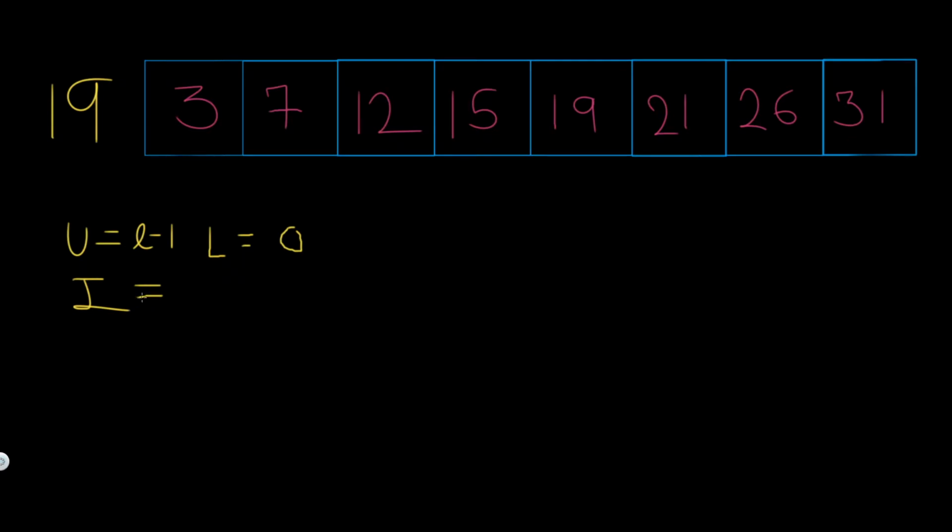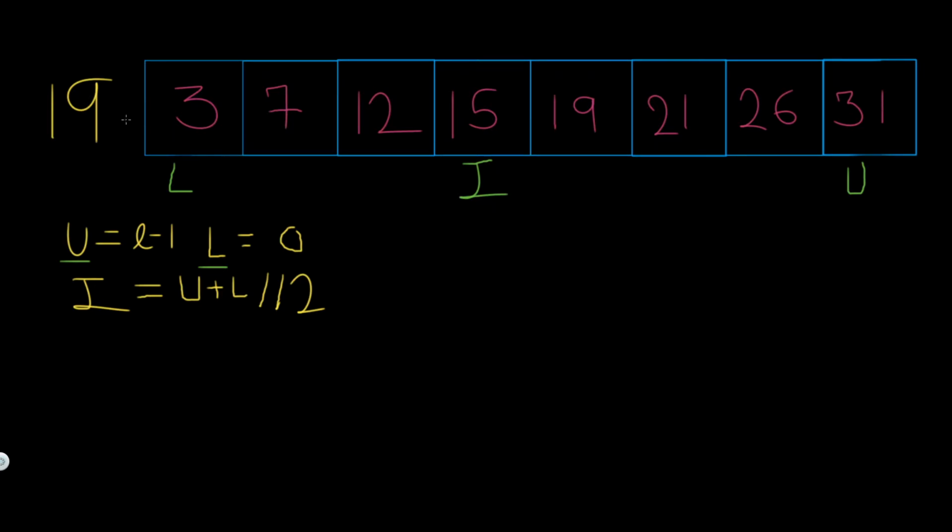And what will be the value of I? The value of I will be (U plus L) divided by 2. Let me tell you what this means. L means the first element of this list, and U means the last element of this list. Let's calculate the value of I. U plus L is 7, and 7 divided by 2 will give us 3, and this 15 is at index 3 of this list. So this will be the I position of this list.